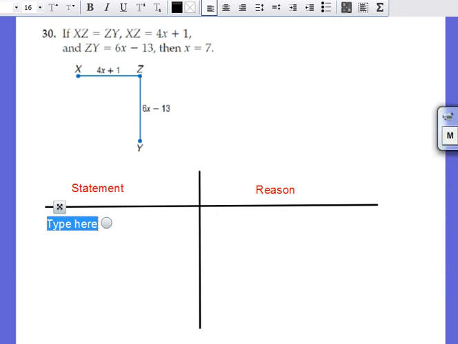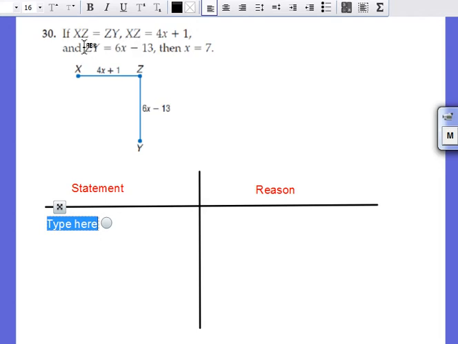Alright, in this video I'm going to just walk you through problem number 30 on page 58 in your book, which is one of your classwork assignments or homework assignments if you didn't have time to do it in class. So the statement is always the if part. The if part's always the given part of the statement, which in this case we have actually two of them.